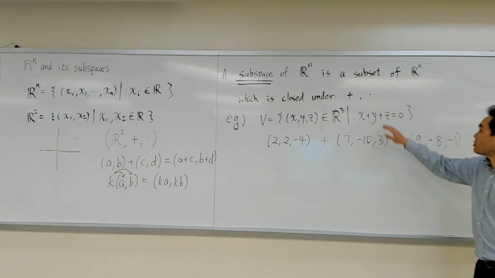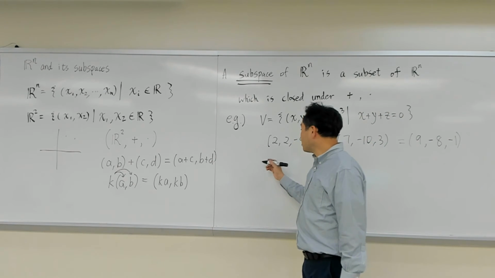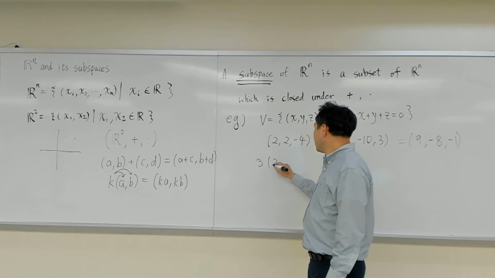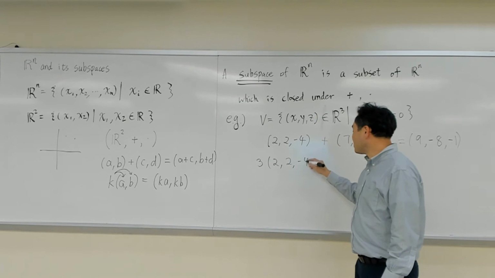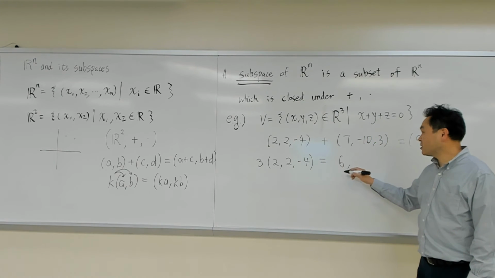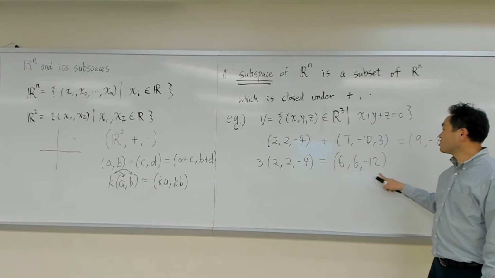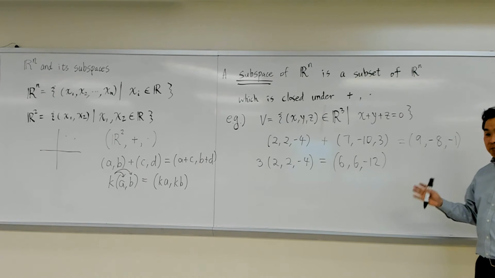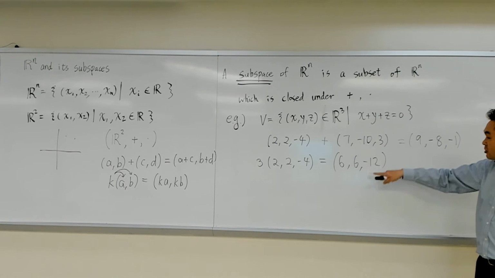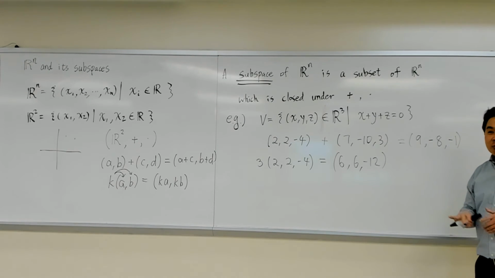Okay, now let's think about scalar multiplication. Let's choose a number, say 3, and just take the first vector and multiply it by 3. What do we get? 3 times 2 is 6, 3 times 2 is 6, 3 times -4 is -12. So we get this. Does this still belong to V? Yeah, it is in here because if you add them, you get 0. So after doing a lot of examples, you'll probably be convinced that this is indeed a subspace of Rn.